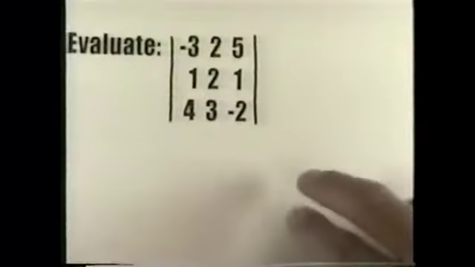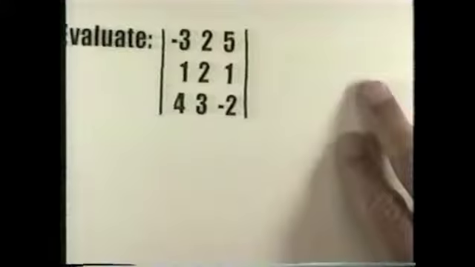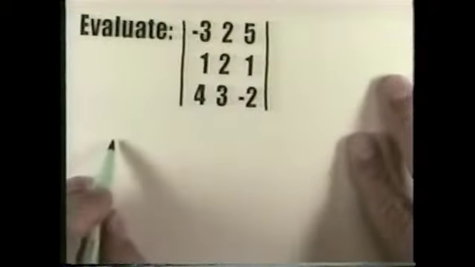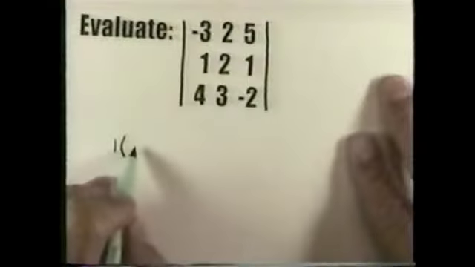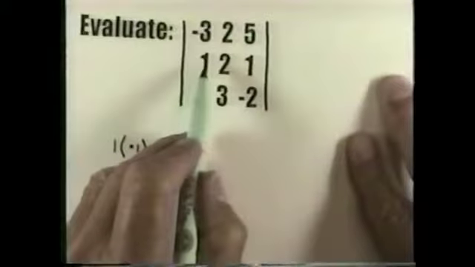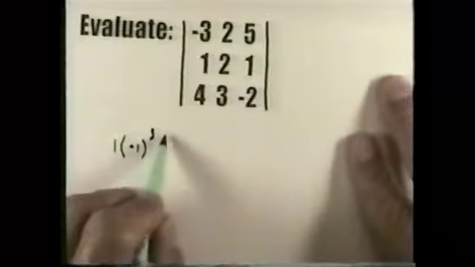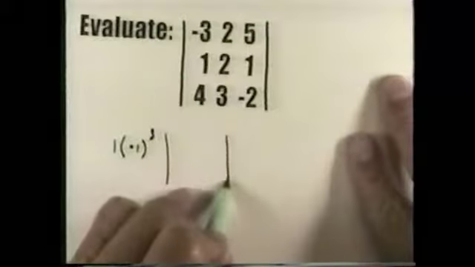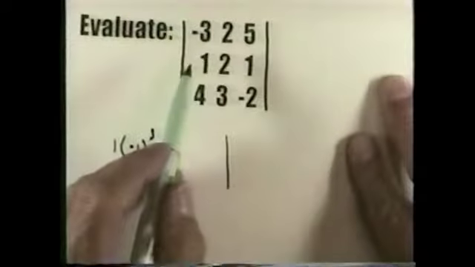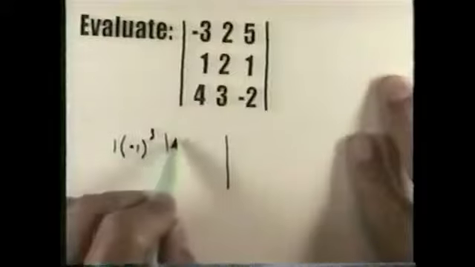Let's look at another one. I can pick any row in any column to expand around. I'm going to pick row 2. So it's going to be 1 times negative 1 to the 2 plus 1, which is 3, times the minor, which is what you have left when you take out row 2, column 1. So that would be 2, 5, 3, negative 2.